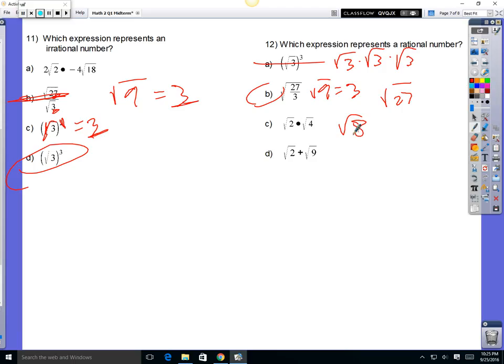This is square root 8. That sucks. That's a decimal. This, you cannot add them. This, though, is 3, so it's really square root of 2 plus 3 ones. So B is the one that turns into a sweet number.